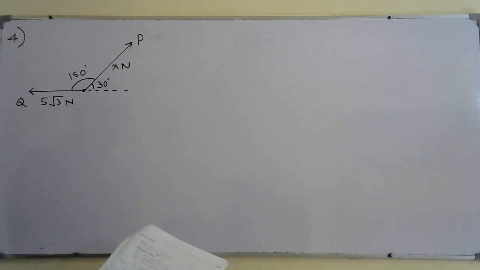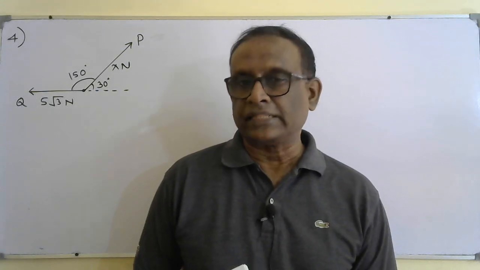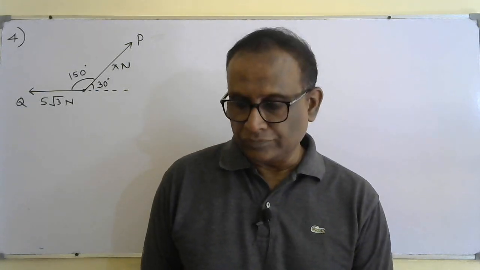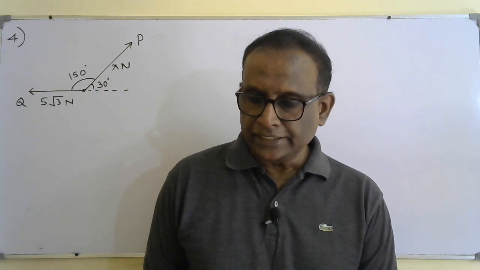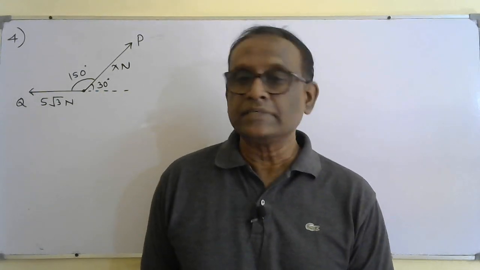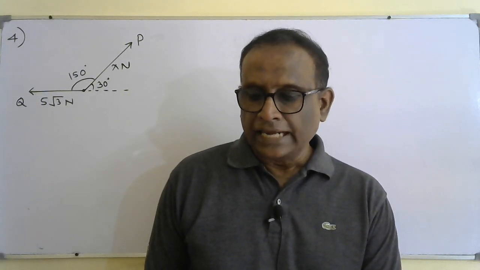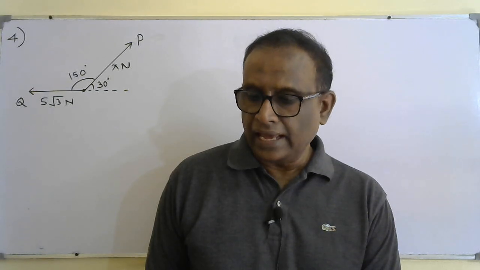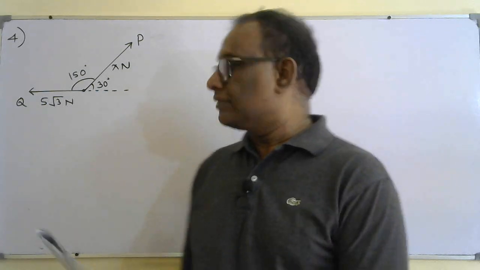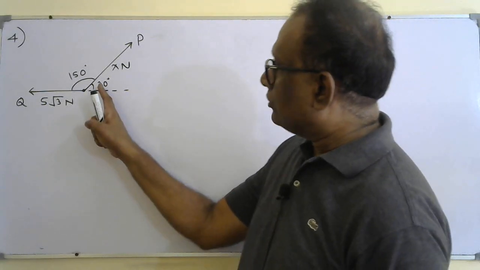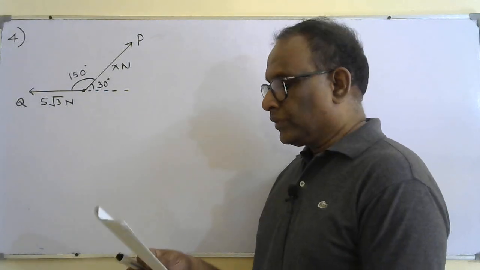Okay, so question number 4, January 2024, Mathematics M1 paper, Mechanics M1. Figure 3 shows two horizontal forces P and Q acting on a particle. This diagram is given on the question paper. The angle between the direction of P and the direction of Q is 150. Direction of P is this way, direction of Q is this way. So it's an obtuse angle, 150 degrees.